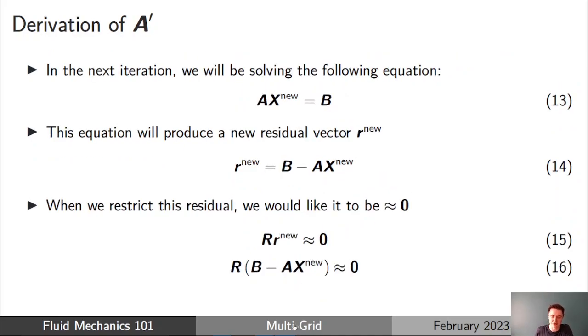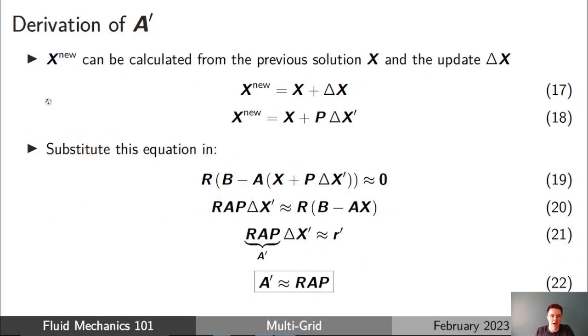And how can we proceed with this derivation? Well, we want to replace x nu with something that's going on in the current iteration. And what we're going to do is replace the new value of the solution vector just with the current solution x plus the correction delta x, which we'll be solving for. And we can also rewrite the correction delta x in terms of the prolongation matrix multiplied by delta x prime. So you can see we're using that second result that we derived earlier in the talk for the prolongation matrix and the update to the solution field.